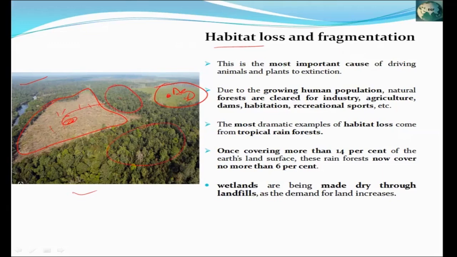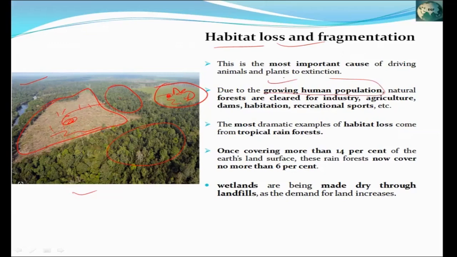So now what will happen? Their population will start declining because resources will be reduced for these animals, like the herbivores who depend on plants. Plants are not present here. So if there is scarcity of food, their population will decline. And if the number of herbivores declines, then the predators who depend on these herbivores will also decline. That's why habitat loss and fragmentation is a very big reason of biodiversity loss.